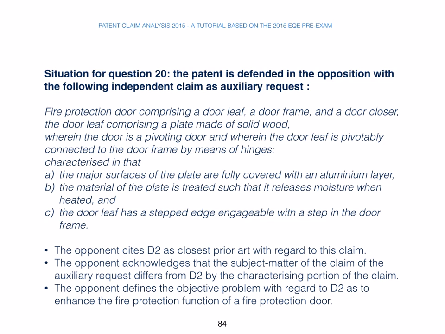The opponent has cited D2 as the closest prior art with regard to this claim. This is important for the remaining questions. The opponent acknowledges that the subject matter of the claim of the auxiliary request differs from D2 by the characterizing portion of the claim. The opponent defines the objective problem with regard to D2 as to enhance the fire protection function of a fire protection door. So now we have a situation during the opposition, and we'll go to question 20.1.